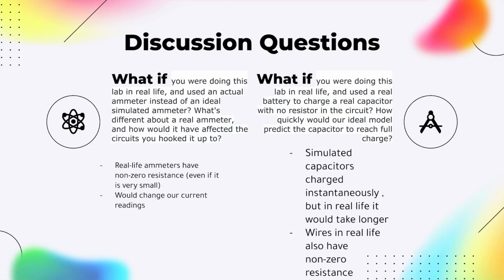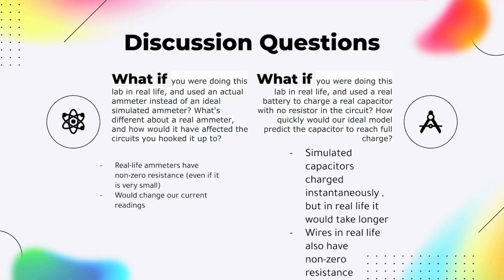Some questions asked in the lab were, what if you were doing this lab in real life and used an actual ammeter instead of an ideal simulated ammeter? Well, real ammeters are not perfect, unlike the ones online, and they would still have a non-zero resistance even though it was very, very small. In turn, this would still affect our current readings.